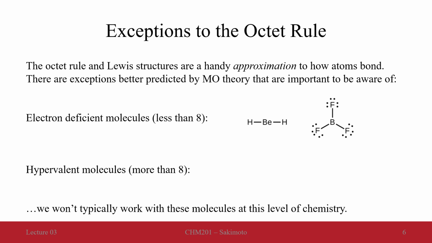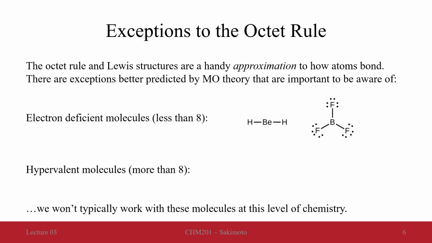Some elements, things like beryllium, found just in the second column, second period, Be, beryllium is quite happy with significantly less than 8 valence electrons. It is happy with just 4 valence electrons for reasons, again, predicted by MO theory, but not predicted by this octet rule. Boron, 1 over from beryllium, is happy with just 6 valence electrons, here shown by 3 single bonds. And so there are instances in which less than 8 is okay as far as these molecules are concerned.